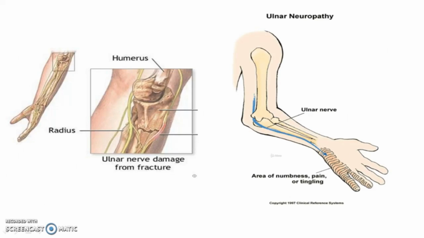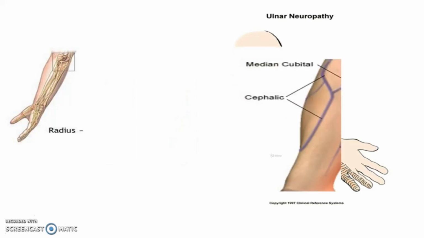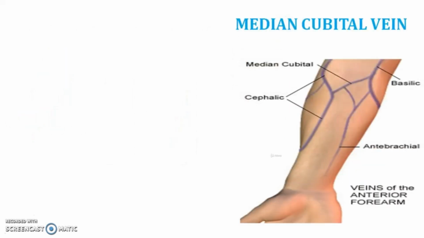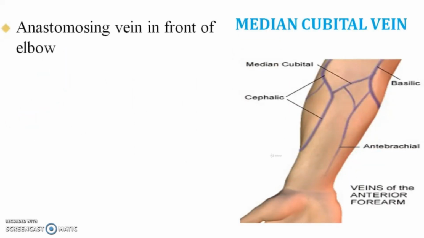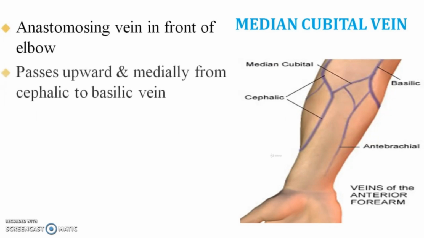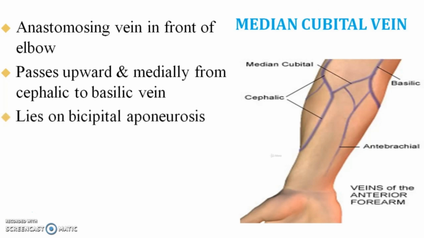Due to fracture of the ulna also, the ulnar nerve can be compressed, which again leads to claw hand. Here we can make out how the ulnar nerve is related behind the humerus and also the ulna. And talking about the median cubital vein, as we already discussed, it is an anastomotic vein in front of the elbow, which connects the basilic vein and cephalic vein, and it passes upward and medially from cephalic to basilic vein, and it lies on the bicipital aponeurosis.